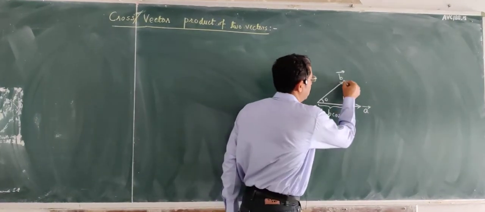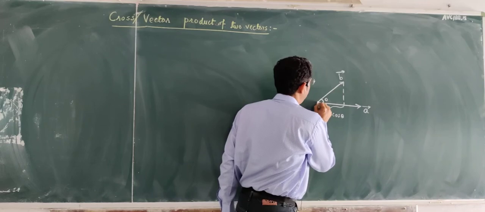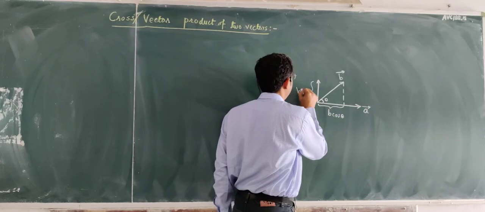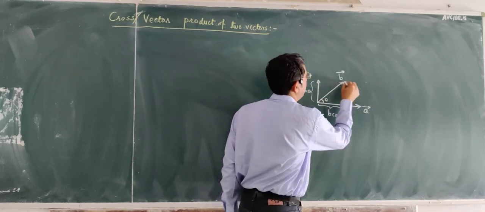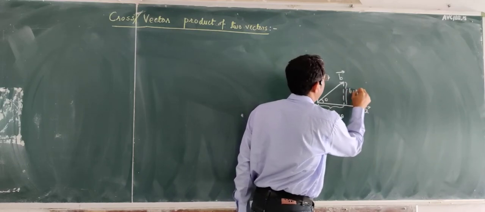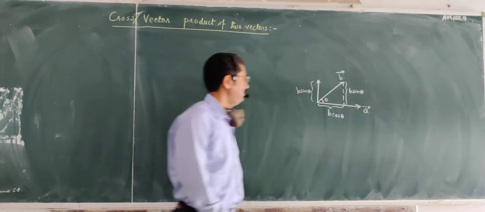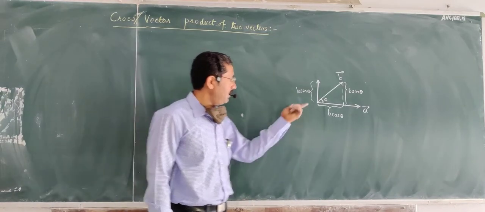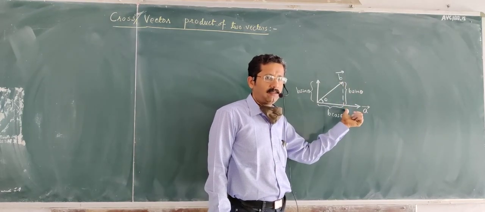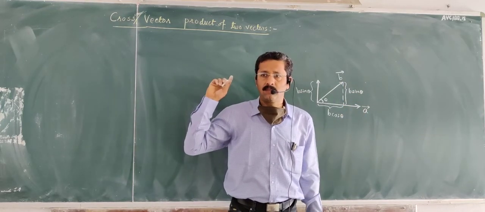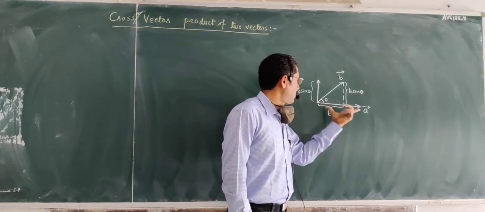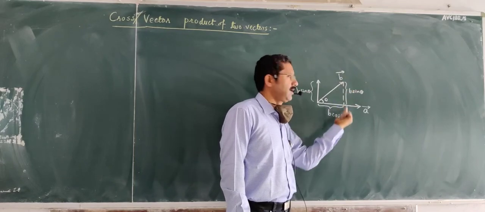Whereas this particular component of B, which is referring to this, is in fact equal to B sine of theta, the perpendicular component of this to A. So this is going to be equal to B sine of theta. Now the product of A with this perpendicular component refers to your cross product. The magnitude of cross product is given by the product of A with the perpendicular component of B.